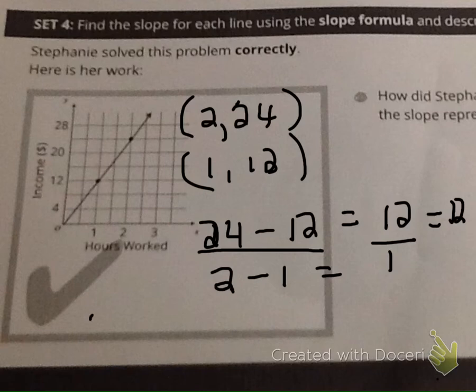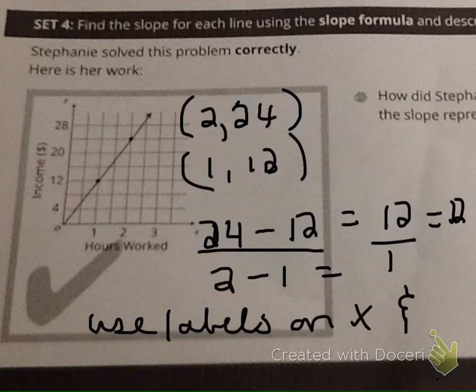So you use the labels on X and Y to decide what the slope means. You use the labels on the X and Y.